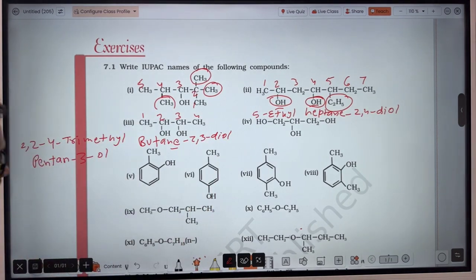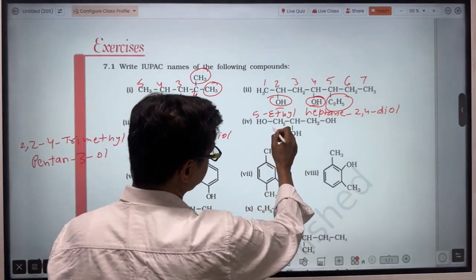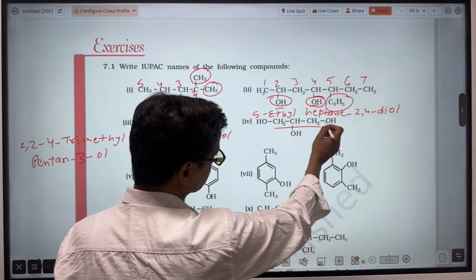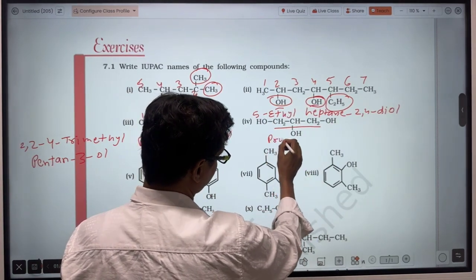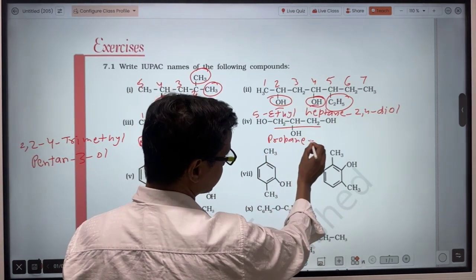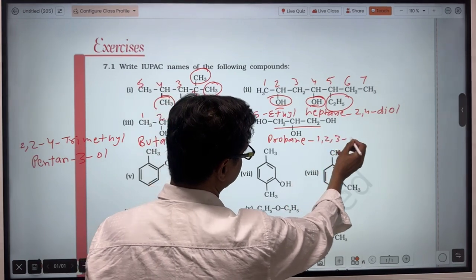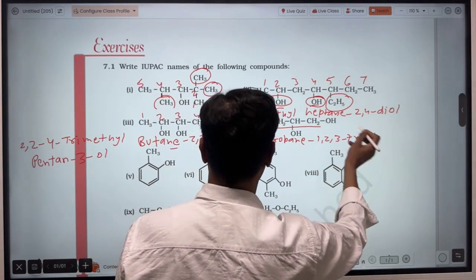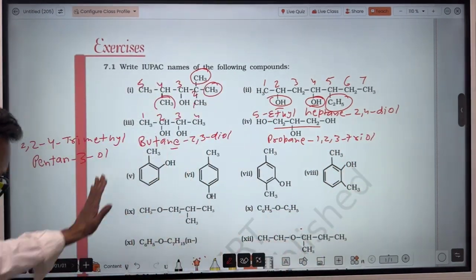Okay guys, same here for this compound. So this will be propane-1,2,3-triol. Propane, E will be retained, 1,2,3-triol.